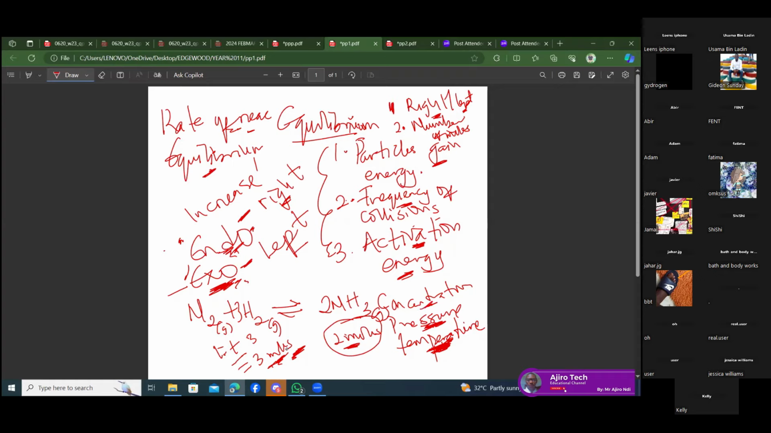Then for concentration, all right? Concentration is the easiest. When you increase the concentration of a reactant, for instance, equilibrium shifts to the right so that more products are obtained.